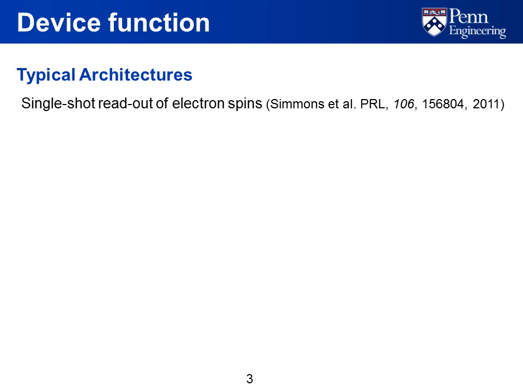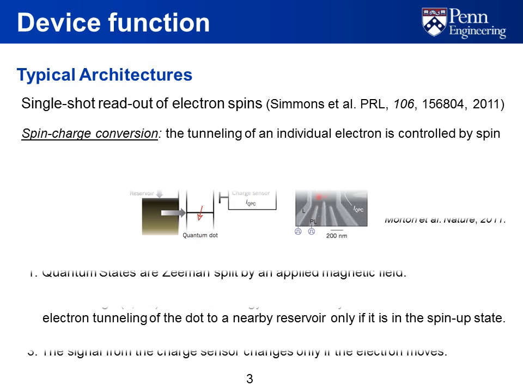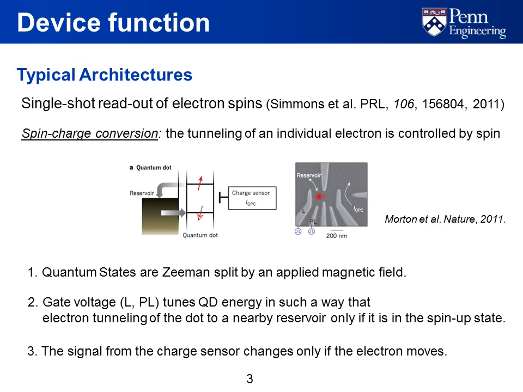Now let's move to the section on device function. There are two typical architectures. The first architecture of silicon quantum dot qubits is for single-shot readout of electron spins in a single quantum dot. The measurement of spin state is based on spin-charge conversion. The tunneling of an individual electron is controlled by spin. It works in the way as follows.